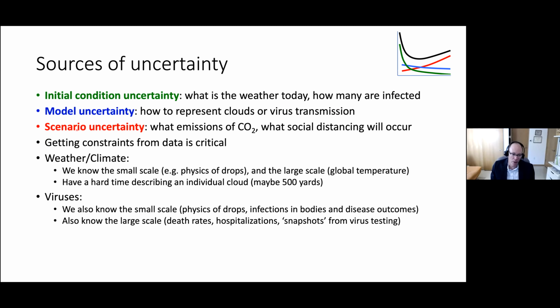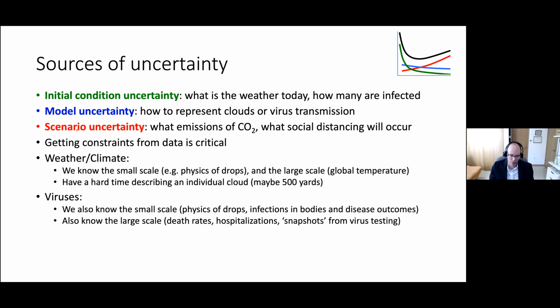The interesting hard part is for weather and climate, we know the small scale, we know the physics of drops, and we know the large scale, the global temperature, but we have a hard time describing at the large scale or in aggregate individual clouds and how they behave, maybe the 500 yards to couple mile scale.